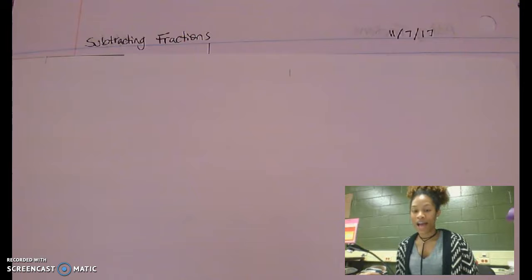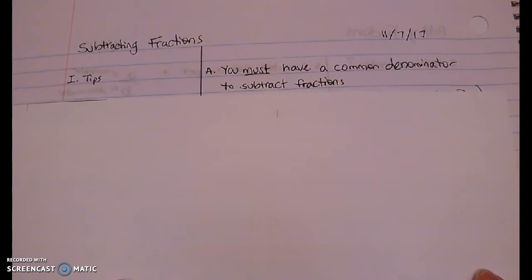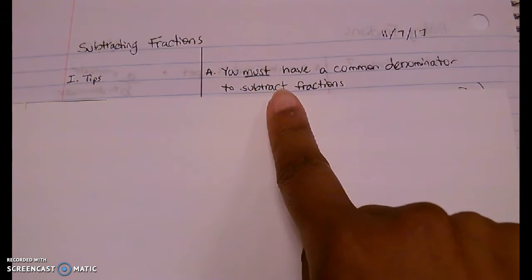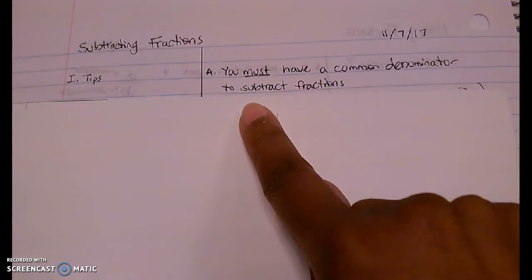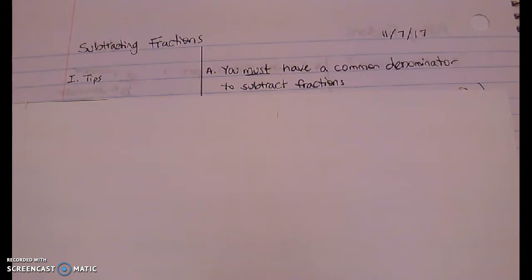Go ahead and get out your ISN and set it up because we're going to take some Cornell notes on how to subtract fractions. So the first thing I'm going to do is give you some tips on how to subtract fractions. The first thing you need to know is that you must have a common denominator in order to subtract fractions.